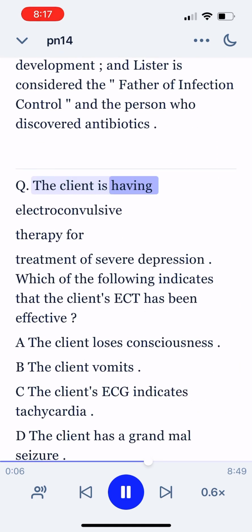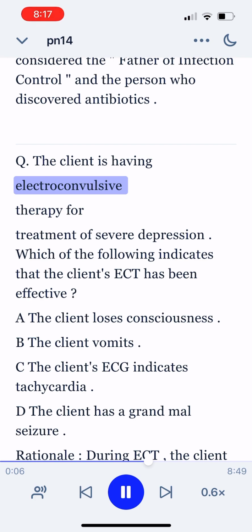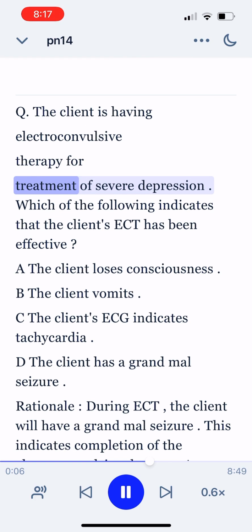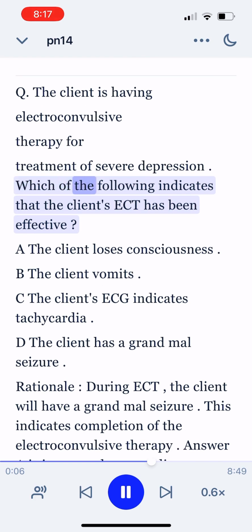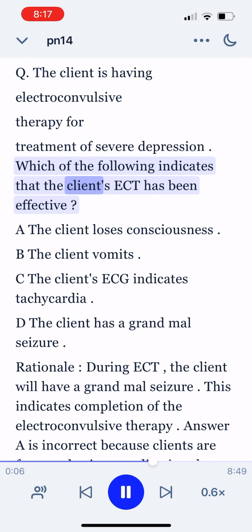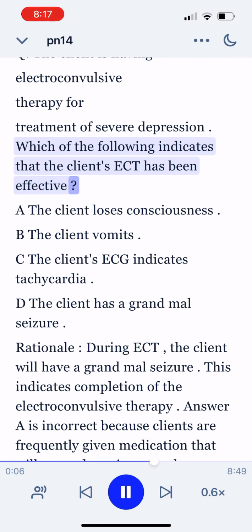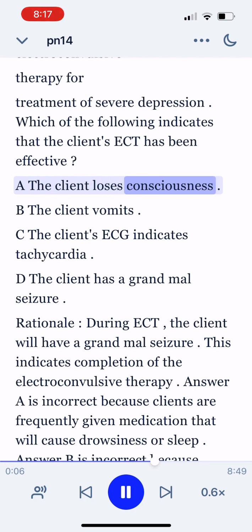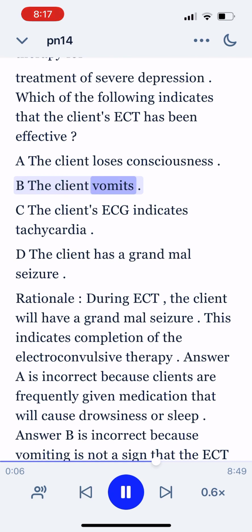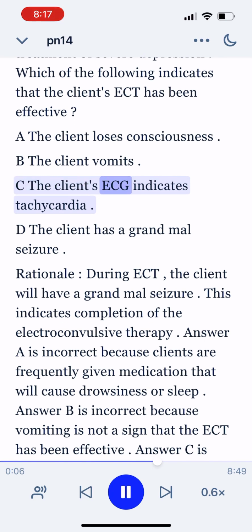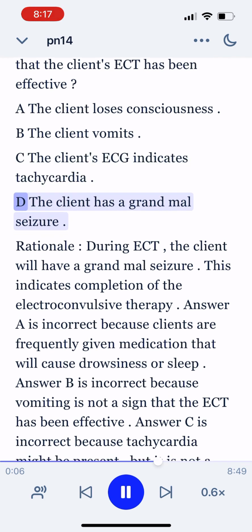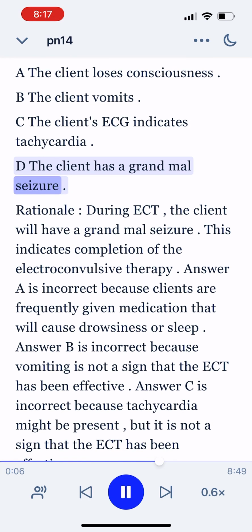Q. The client is having electroconvulsive therapy for treatment of severe depression. Which of the following indicates that the client's ECT has been effective? A. The client loses consciousness. B. The client vomits. C. The client's ECG indicates tachycardia. D. The client has a grand mal seizure.